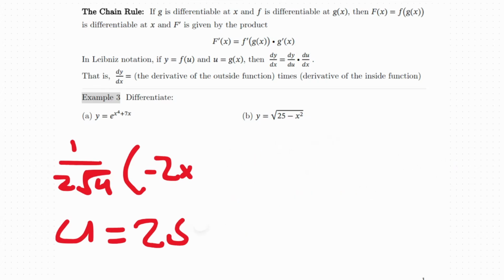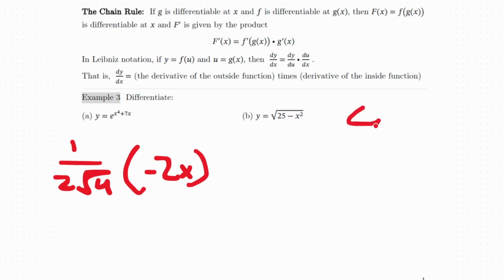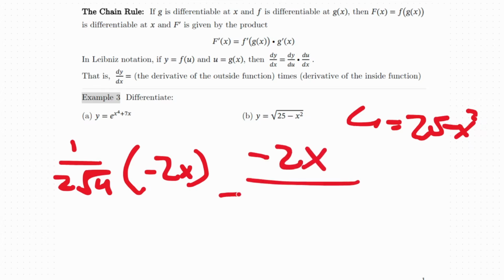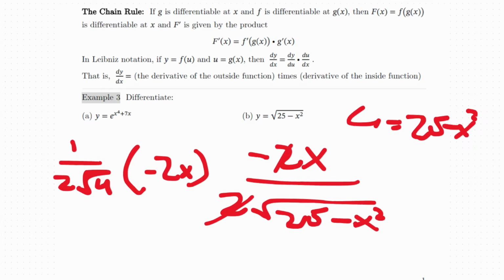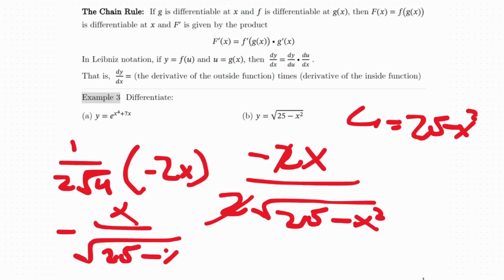From this point, let me just rewrite that parenthesis, all you're going to want to do is just plug in u. We already defined u as being 25 minus x squared. So it's going to be negative 2x, and we're going to move that into the numerator for simplification purposes, over 2 radical 25 minus x squared. Then for simplification, we can cross out those 2's, so we're left with negative x over radical 25 minus x squared. And that's going to be our final answer right here. That's all it's going to be, so we're just going to box that in.